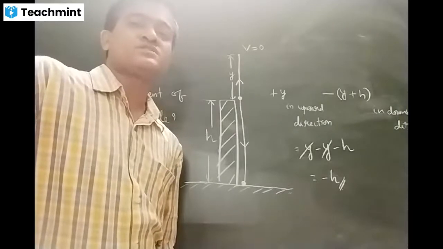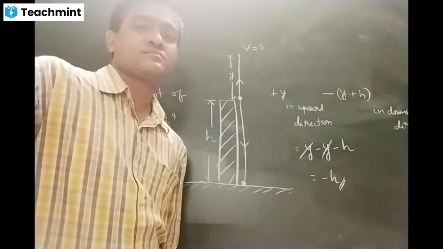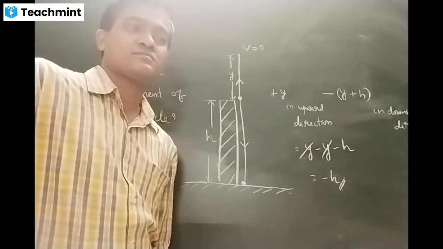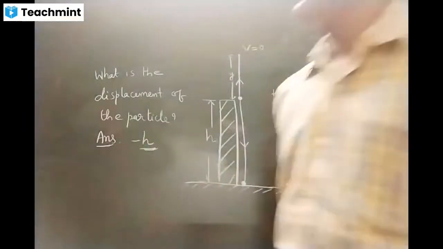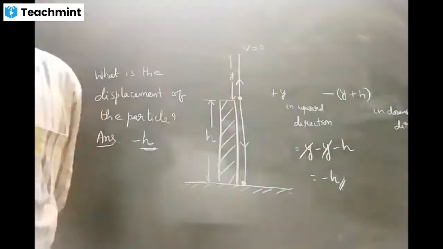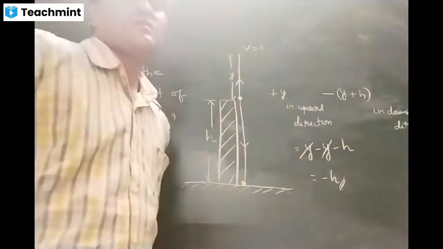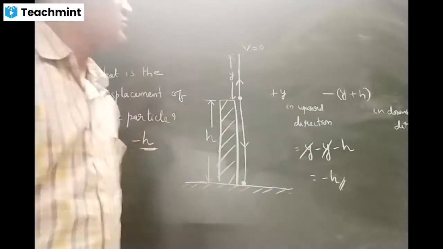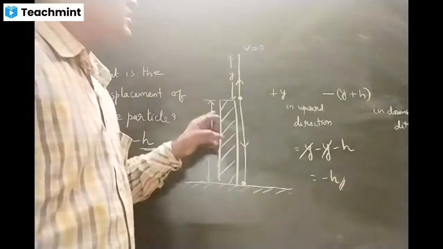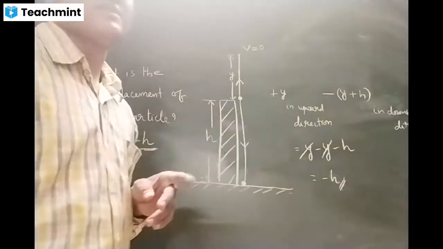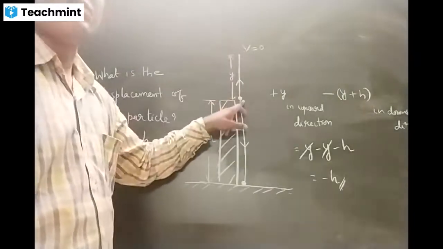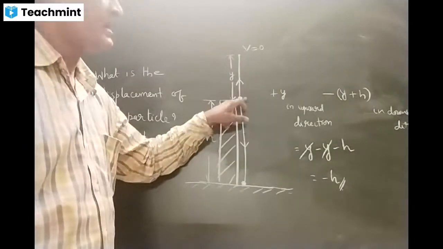Now, if I ask you what is the distance traveled by the particle? Distance means the total path or actual path covered by the particle. So it is y in the upward direction, again y in the downward direction till the top of the tower, and again h in the downward direction.